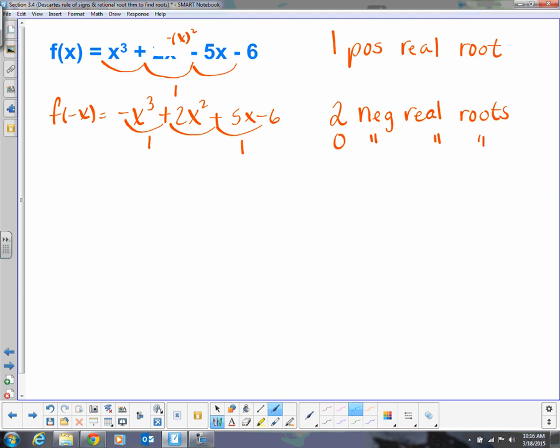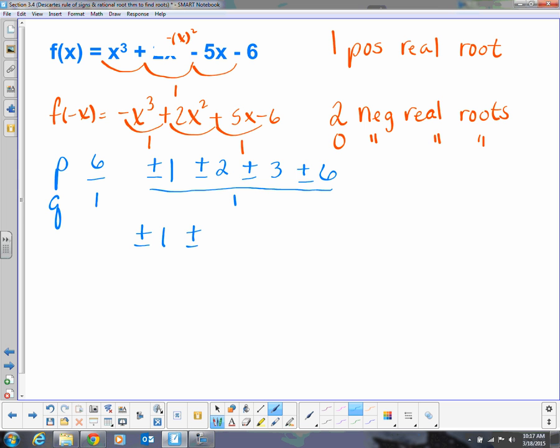So let's do the P over Q deal. What is P? 6. What is Q? 1. What are all the factors of 6? Plus or minus 1, plus or minus 2, plus or minus 3, 4 doesn't go, 5 doesn't go, 6. What's my denominator? 1. So now we do all of these numbers over that denominator, which gives me what? Plus or minus 1, plus or minus 2, plus or minus 3, plus or minus 6.